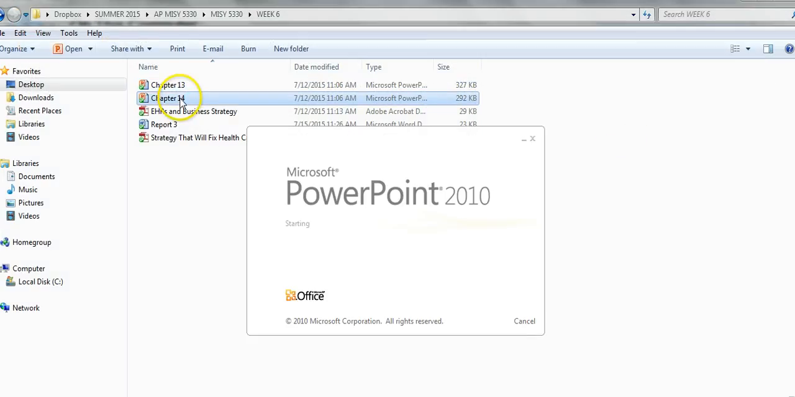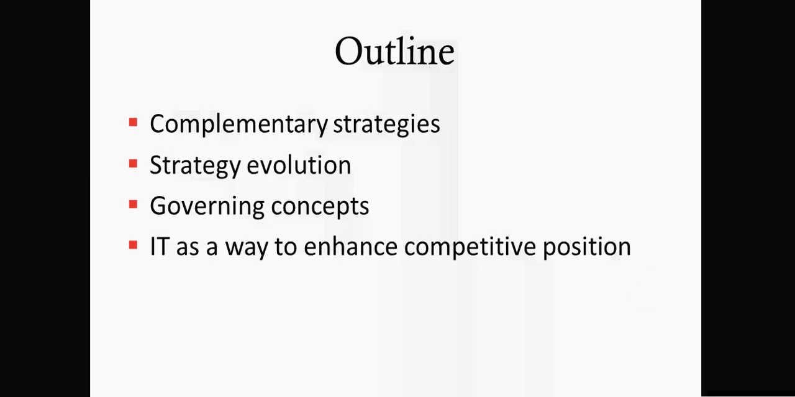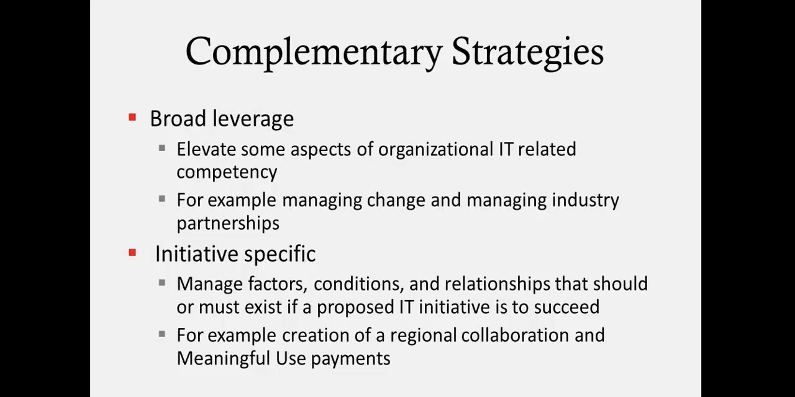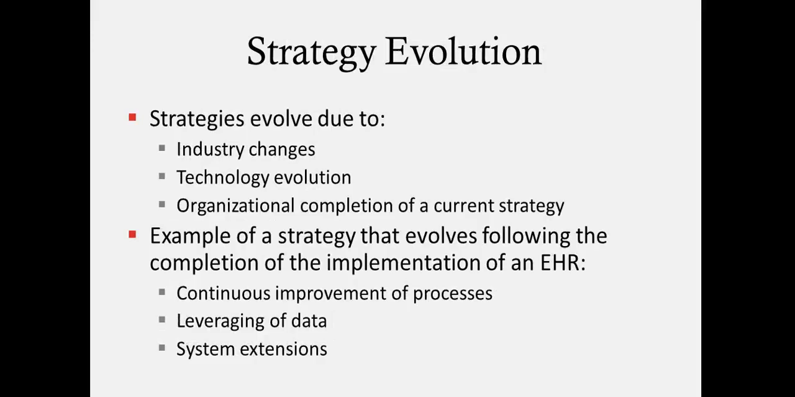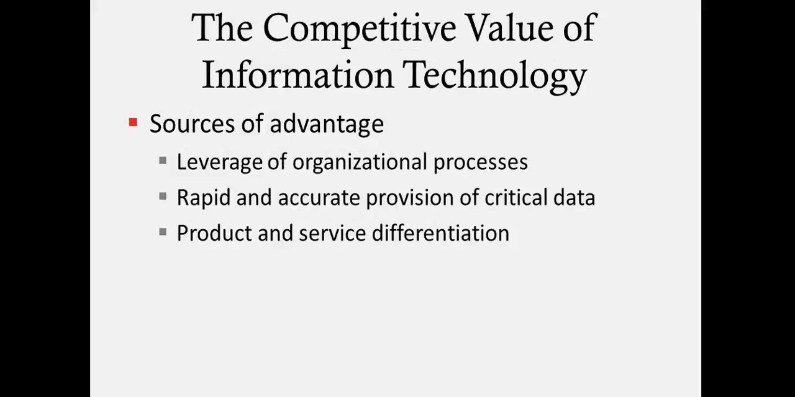Then the next chapter, chapter 14 for this week, is strategy considerations. Again, it's a continuation of chapter 13. What are your complementary strategies? What are the main things that you have to consider? How does the strategy evolve? What are the governing concepts? And what is the competitive value of the technology that you're using?